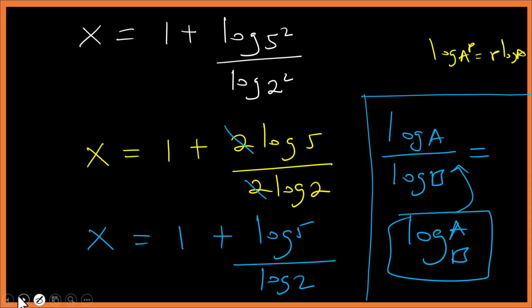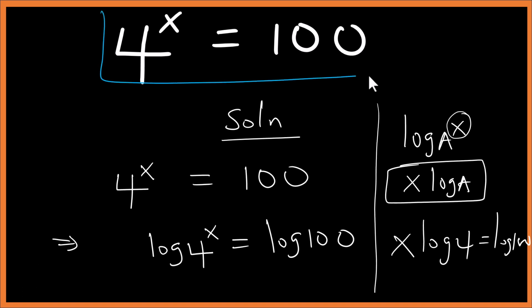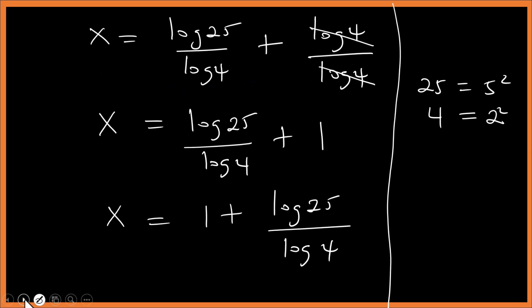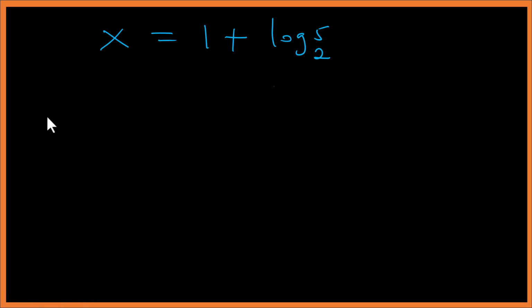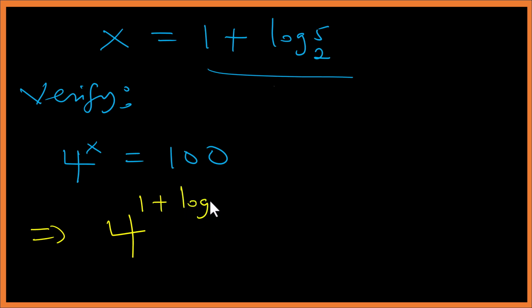Now let's verify. The question is 4 raised to x equals 100. So we have 4 raised to x equals 100, and we have this as our answer. So let's see. Now pay attention here. From here, 4 will take 1 plus log 5 to base 2.